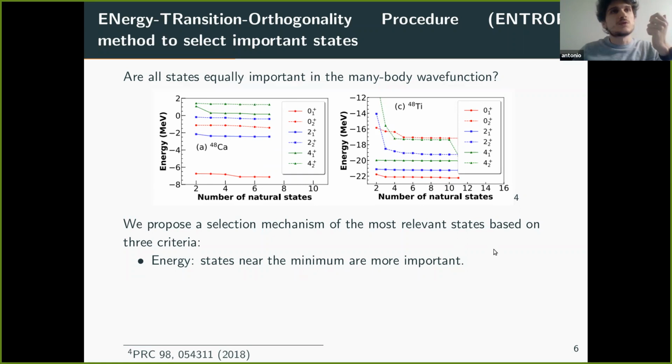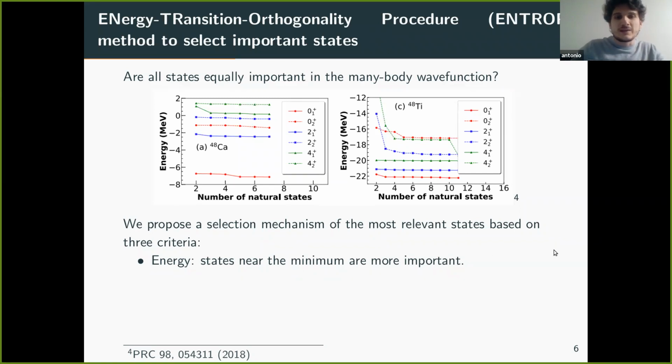So then again, how are we going to select the most important states? Well, we have developed a method in order to do that, which is based on 3 criteria. Well, first, the energy of these states. So we're going to take states that are near the minimum, which we suppose are more important. And this is a very reasonable assumption, right? This is the way nature works. Everything goes to the minimum energy. So we expect that near the minimum, things are more important.